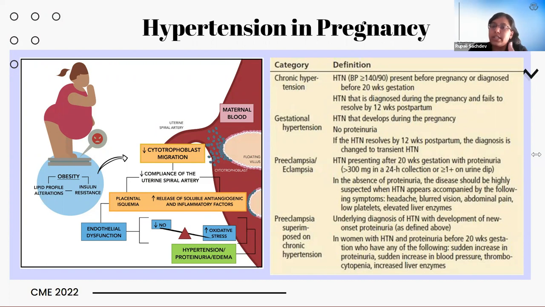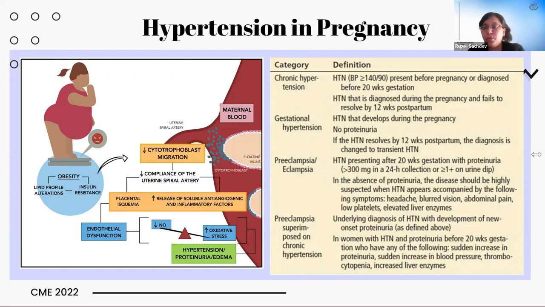Whereas you compare it to gestational hypertension, this is hypertension that develops during the pregnancy. If the hypertension resolves 12 weeks postpartum, the diagnosis is changed to transient hypertension. Preeclampsia is essentially hypertension after 20 weeks of pregnancy with proteinuria. What is proteinuria? More than 300 milligrams of protein in a 24-hour collection, or more than plus one on urine dip.